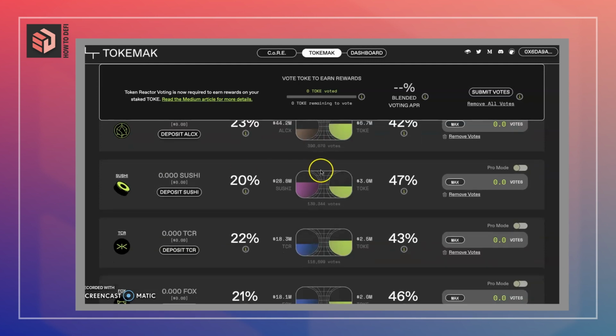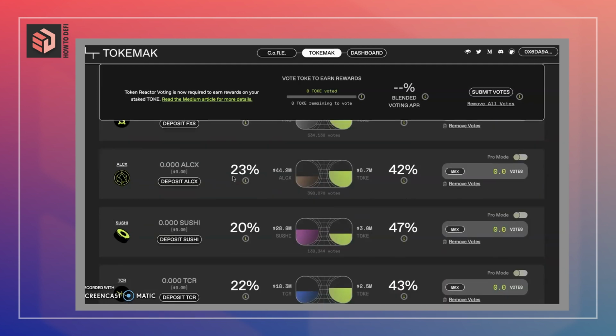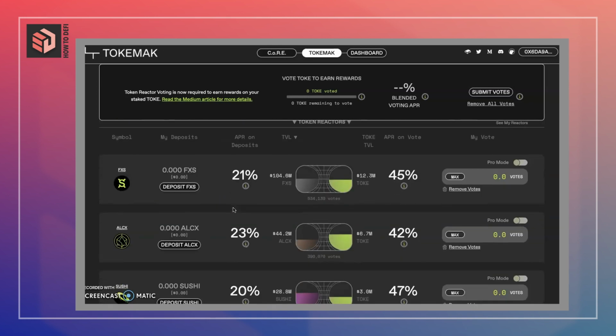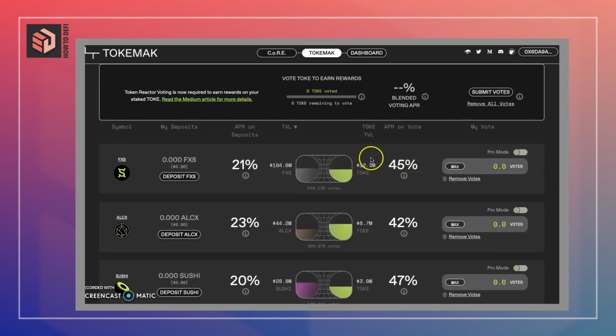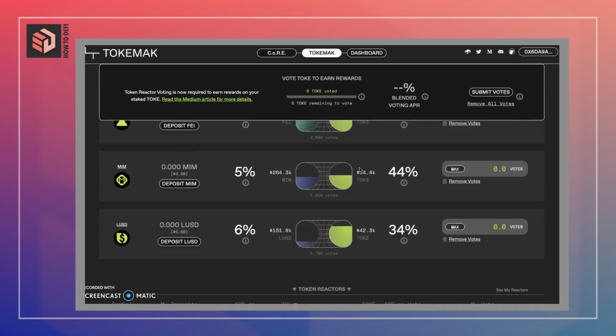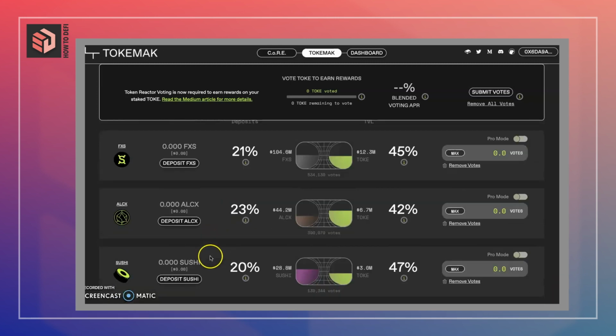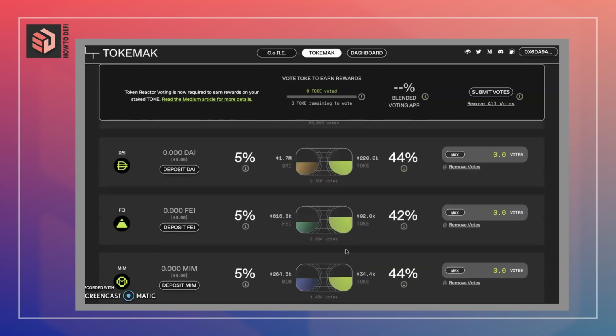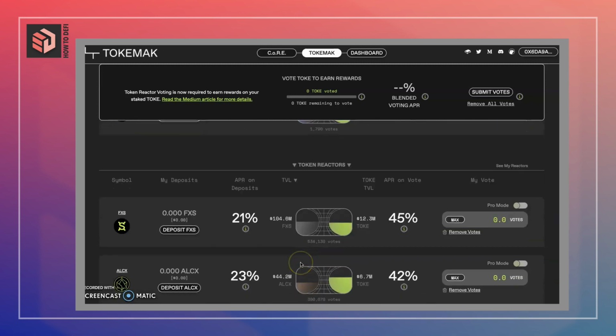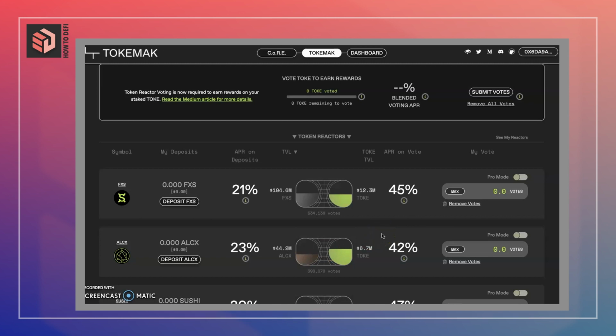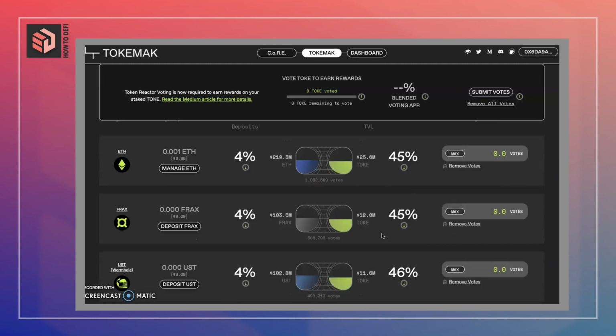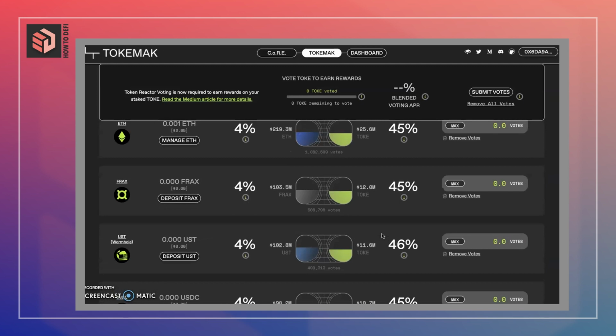What happens is when people stake tokens in the token reactors, and then liquidity directors use the tokens to vote on where this liquidity is provided, they also vote on what to pair that token with. So in the case of Sushi, they will vote on whether Sushi should be paired with ETH or DAI. And then they will vote on where this liquidity is provided, such as SushiSwap or Uniswap or some other new decentralized exchange. Let's deposit some DAI.